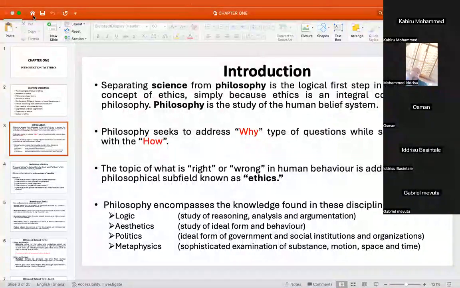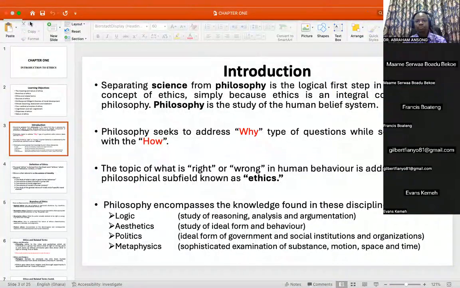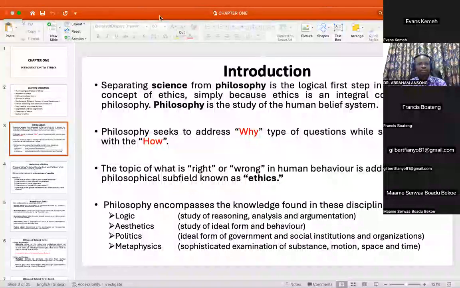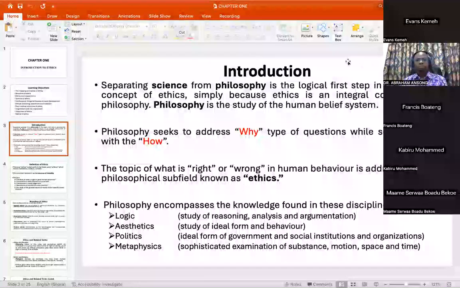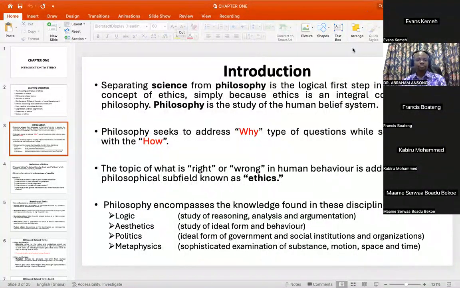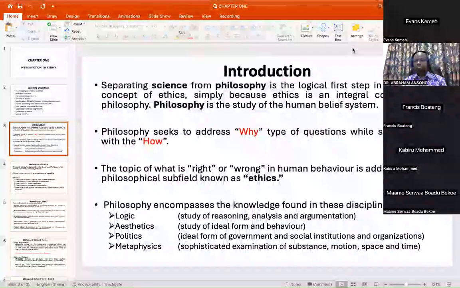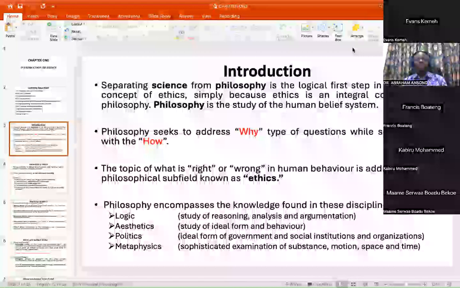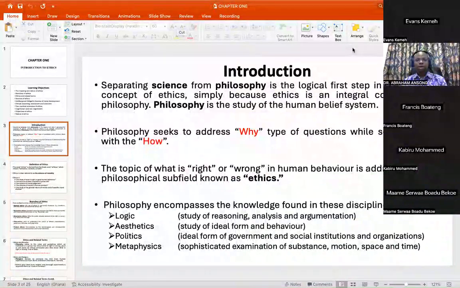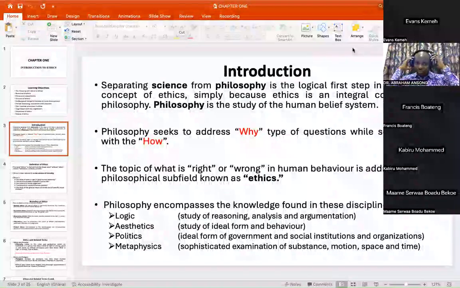Gabriel or Gabiru? Gabiru, yes, Evans. Doc, Kabiru. Kabiru, yes. Kabiru, can you help us? Okay, just like my first colleague, my brother said, based on what we were taught and what we also witnessed from our parents.